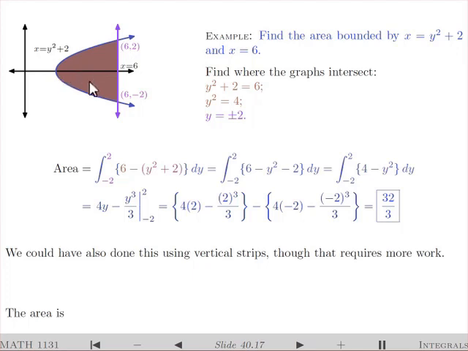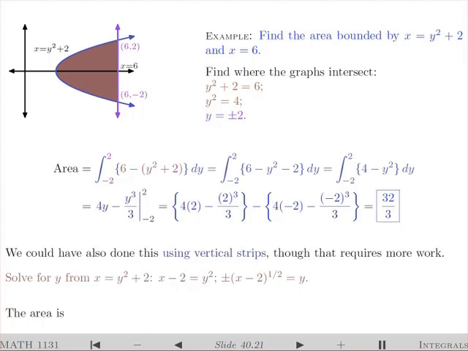Or you can see that this is the area with x going from 2 to 6 and vertical strips running from the bottom half of the parabola to the top half. Of course, I have to figure out the equations of the bottom and top halves in the form y equals something in x. I have to solve for y from the equation x equals y squared plus 2. So I subtract 2 from both sides and take the square roots. So y is the positive or negative square root of x minus 2.